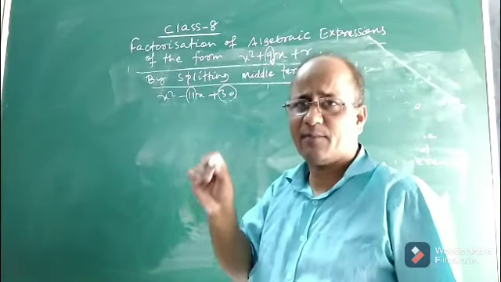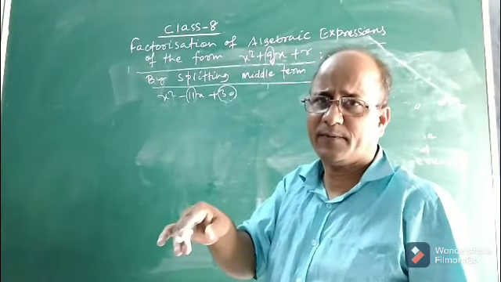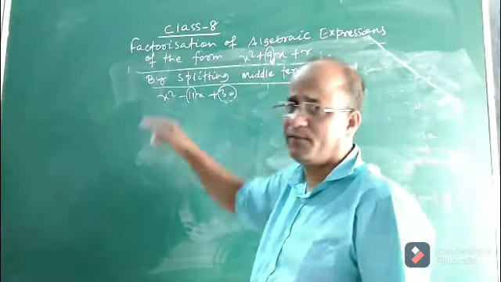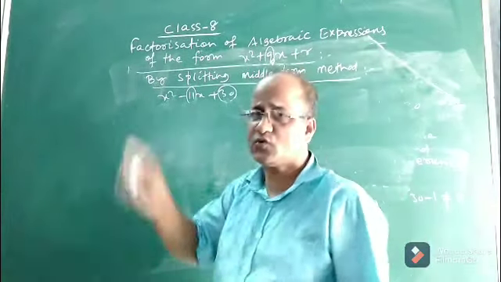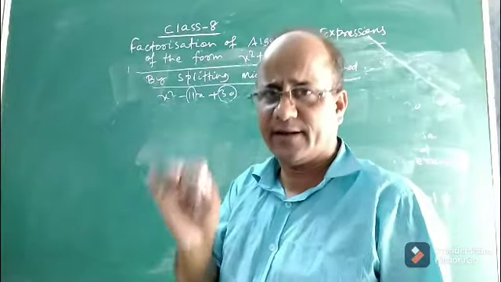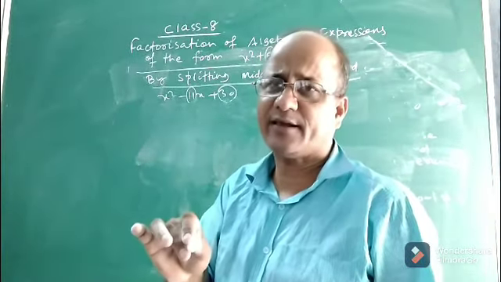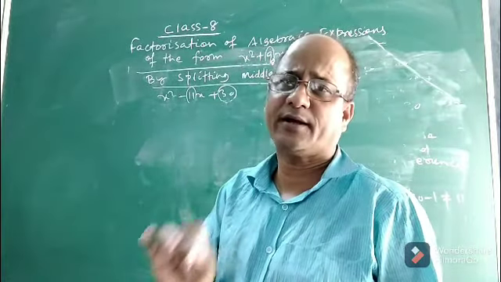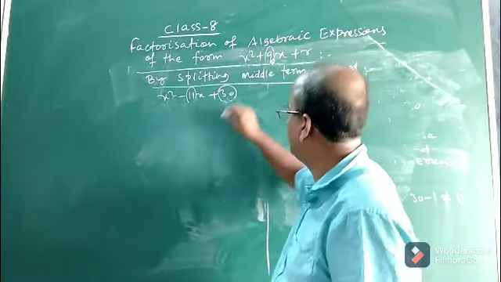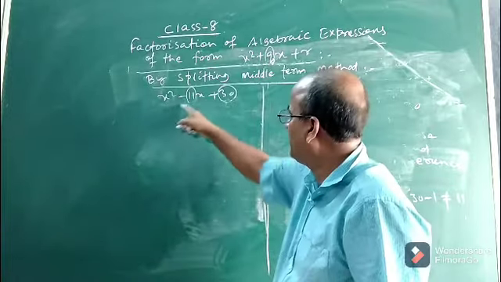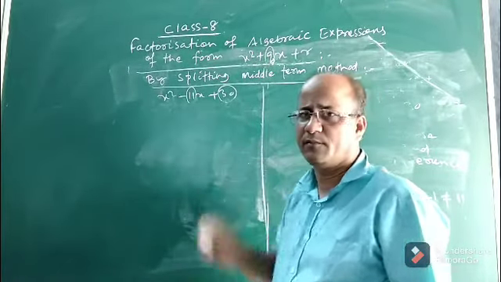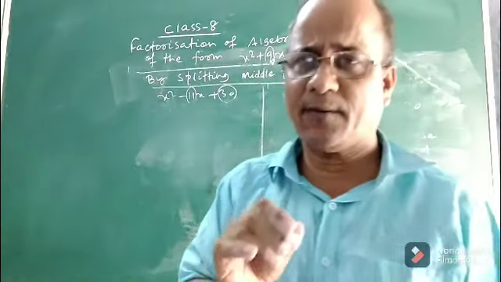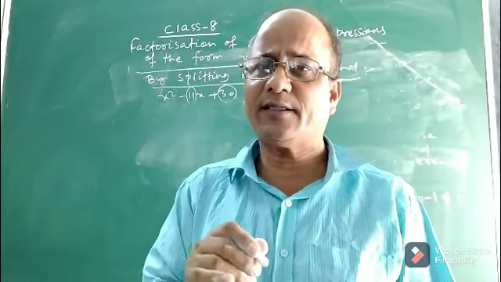That means in this type of algebraic expression, where we can apply splitting middle term, the highest power of the variable present in the algebraic expression must be 2. Then only we can apply the splitting middle term factorization method. Now the point is, if an algebraic expression is of this form, how to factorize it?